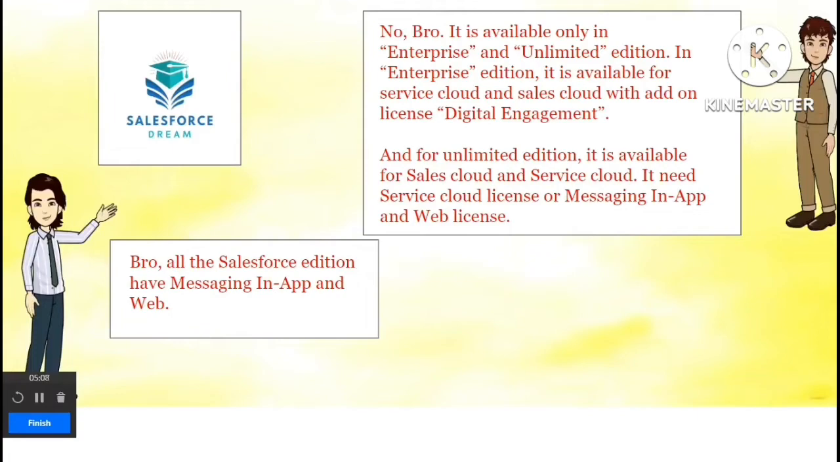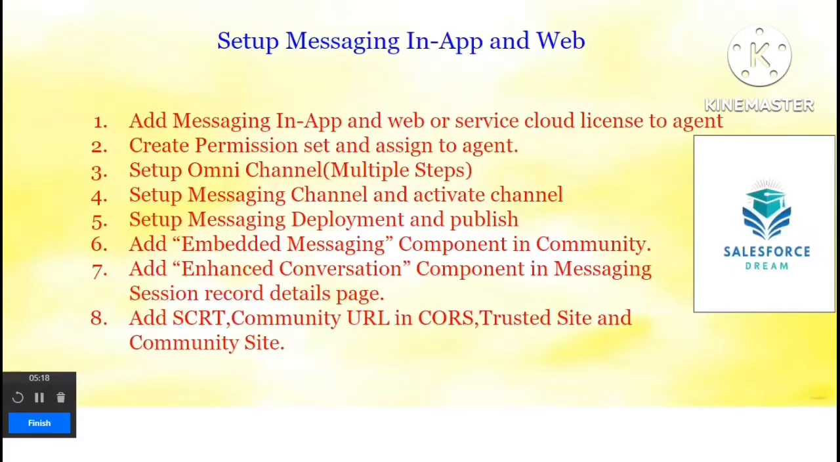If a Service Cloud license is available, then you can assign the Service Cloud license. If a messaging in-app and web license is available, then that is also fine. Any one of them you can assign to your agent. Now we will see the setup, how to set up messaging in app and web. I will explain each and every step. First step is add the messaging in app and web or Service Cloud license to the agent.